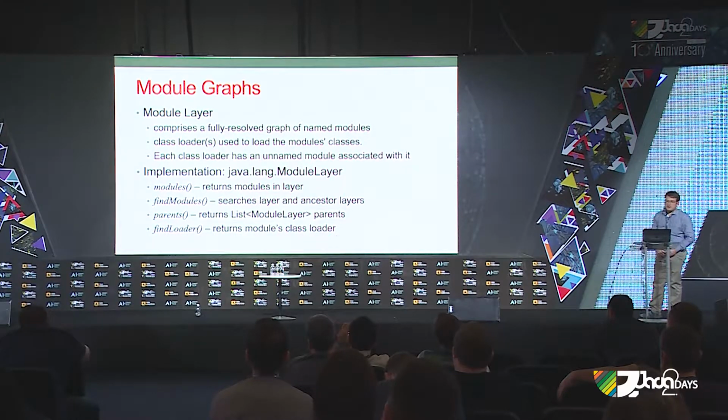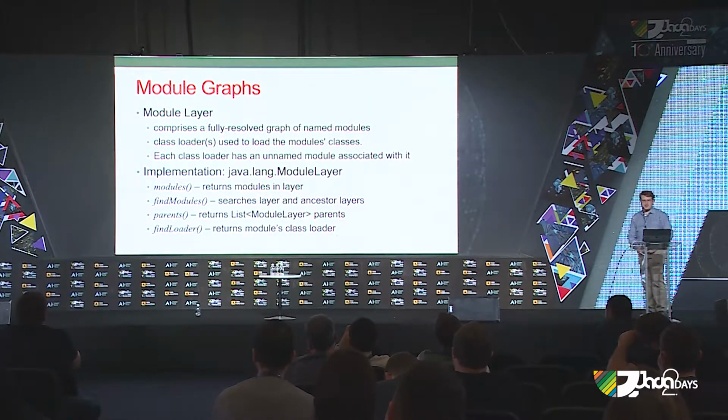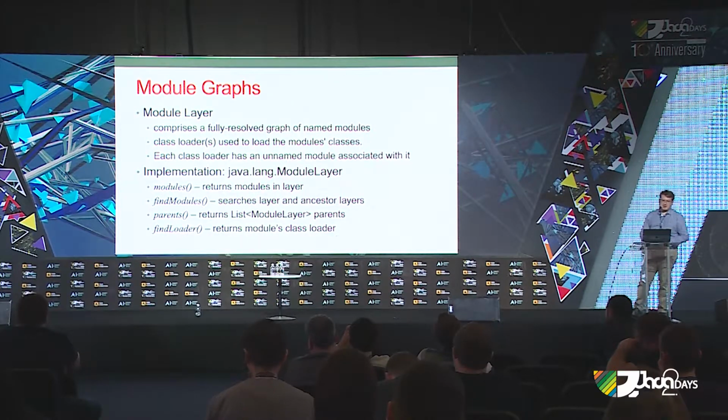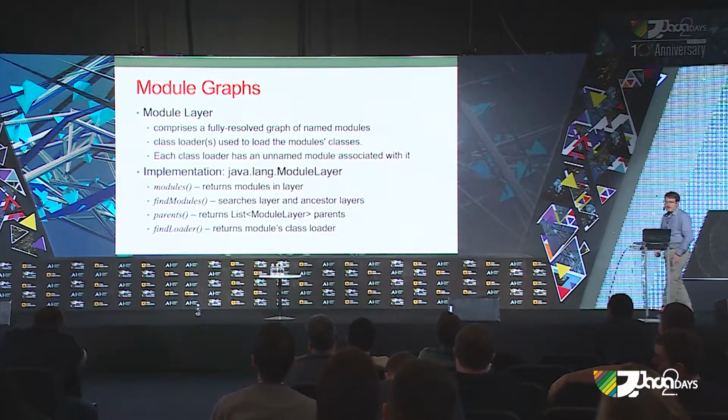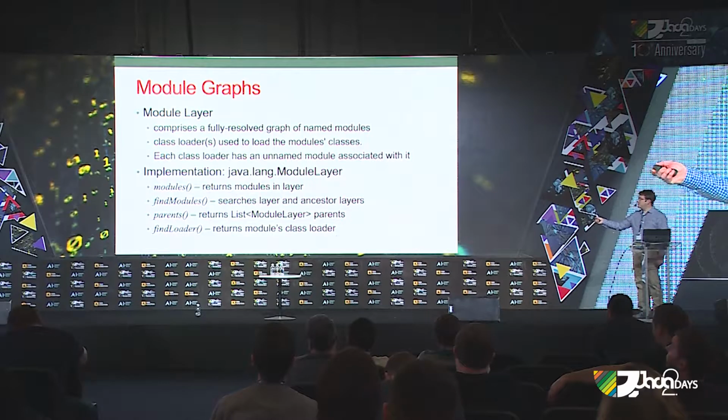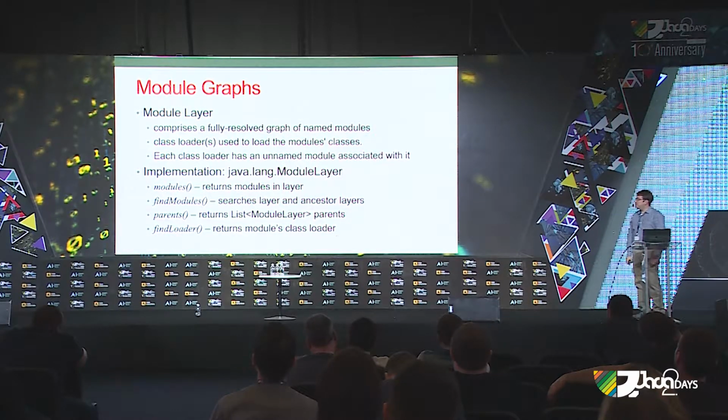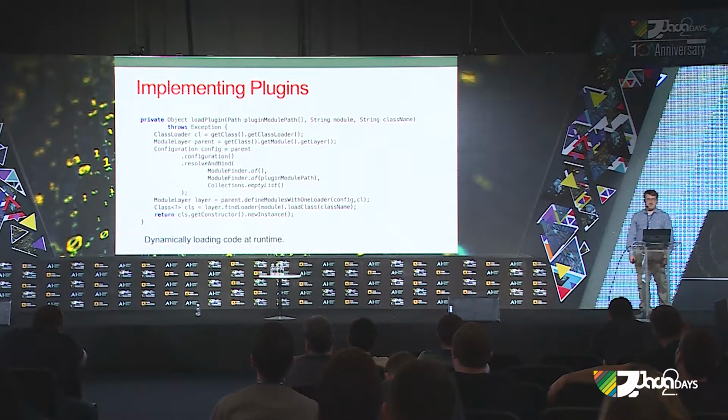Module graphs. There's this concept in the modularization system called a module layer. It comprises a fully resolved graph of modules. A class loader is used to load the module's classes. Each loader has an unnamed module associated with it. Starting in Java 9, you have this new class called ModuleLayer, and it's got methods which return the modules in the layer, it allows you to find modules, examine parents, find the loader, etc.